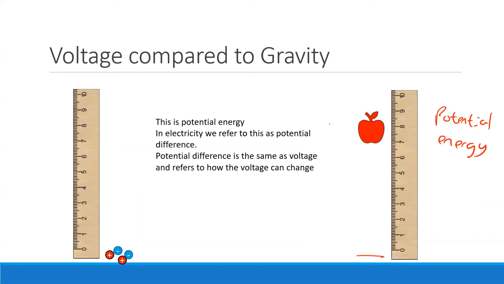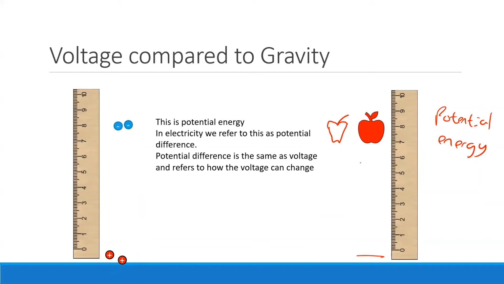If I put another apple up here, I would have 2 apples with the same energy. I have more apples with the same energy. They can give more overall, if I drop those apples, I'd have a higher amount of apples falling, but they have the same energy. Now over here, I want you to watch as I move these electrons up.